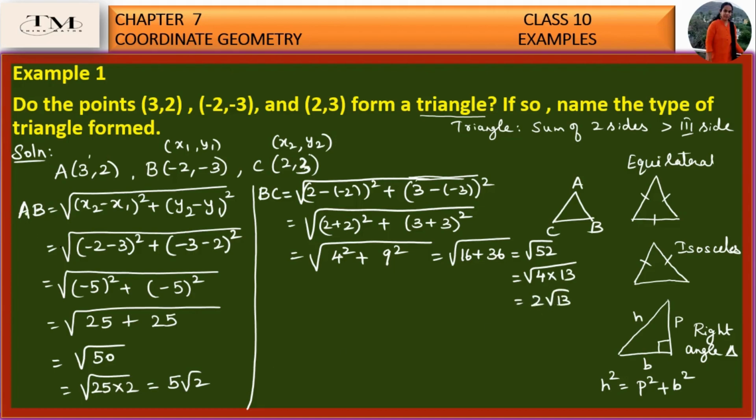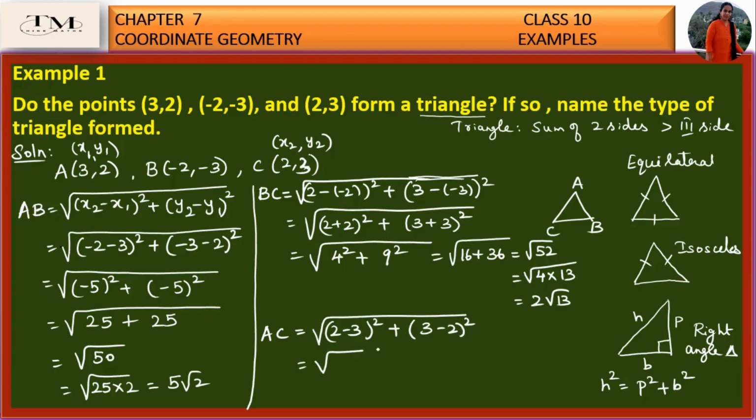So what happened? We didn't get AB and BC equal. Even two sides are not equal, so we should check another side. Suppose AC is equal to one of the sides. Let us check whether it is equal or not. AC: now this becomes x1, y1 and this becomes x2, y2. So x2 minus x1: here 2 and 3. So (2 minus 3) whole square plus (y2 minus y1), (3 minus 2) whole square.